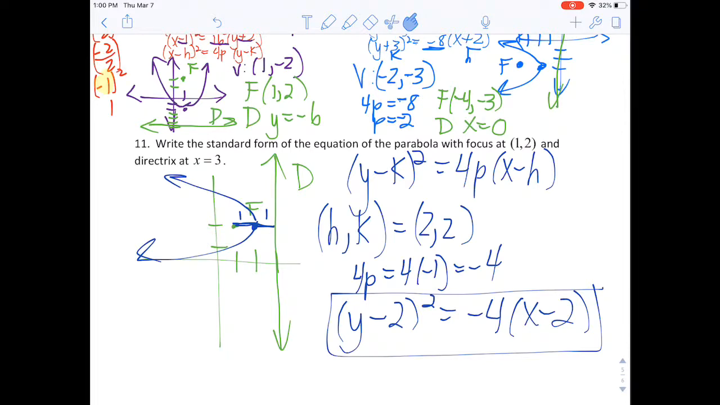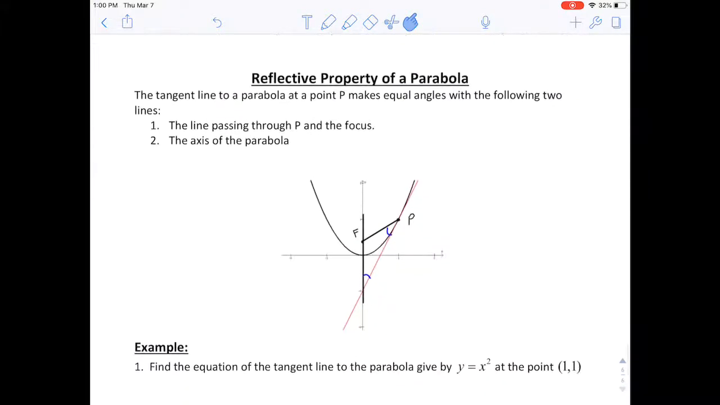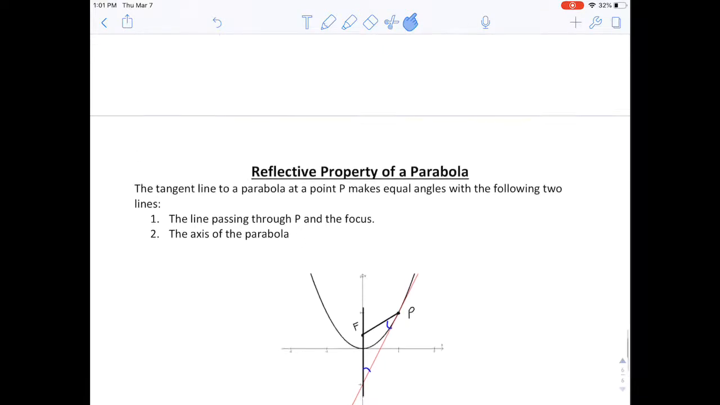All right, almost done. Hang in there, we got one last little thing. Reflective property of a parabola. Tangent line to a parabola at point P makes equal angles with the following two lines. You know what? I think this, we could probably save and we could do it in the beginning of class next time. I want to go through this in person.